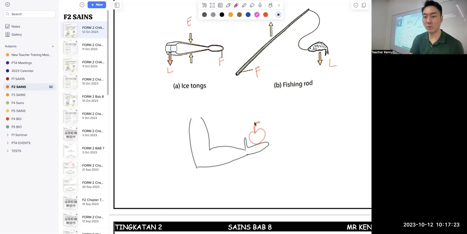Okay, so load is where? Apple. Where's my fulcrum? Here, here never move. So my hand move like that to hold apple. Which part never move? Elbow, my elbow never move. That's how I lift it up like that. You see that or not? So my elbow is the fulcrum.